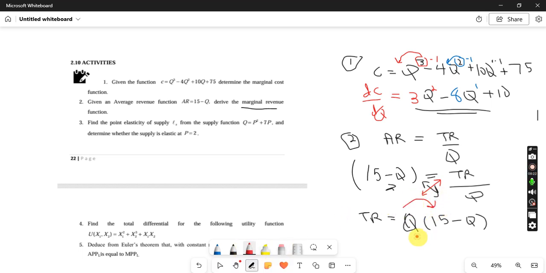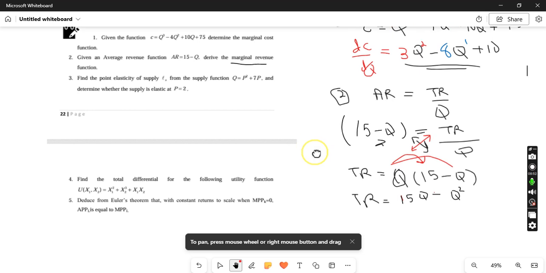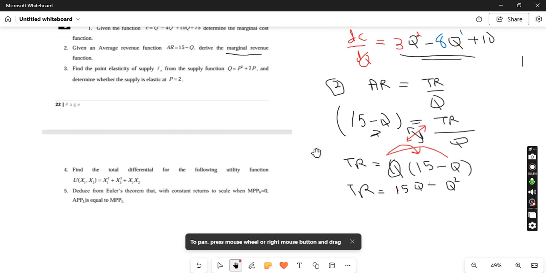Q times 15, that is 15Q. Q times Q, that's Q squared. So now that we've got our total revenue function, we can get our marginal revenue function. Okay, colleagues? So marginal revenue is the derivative of total revenue.